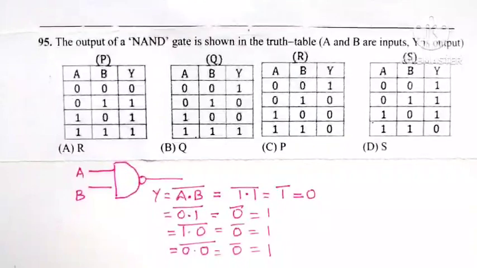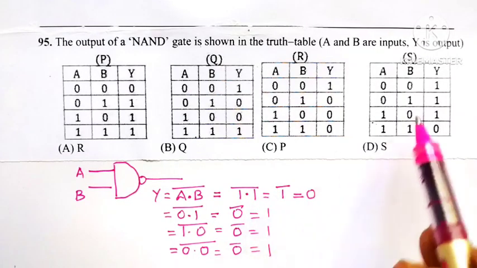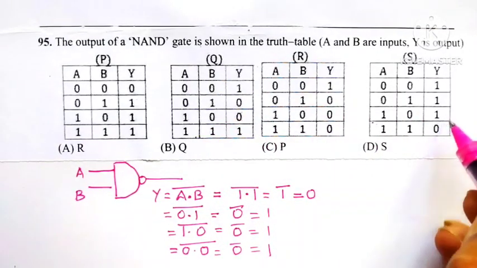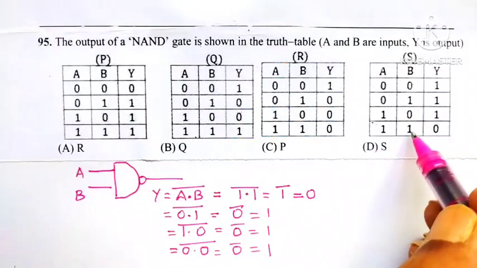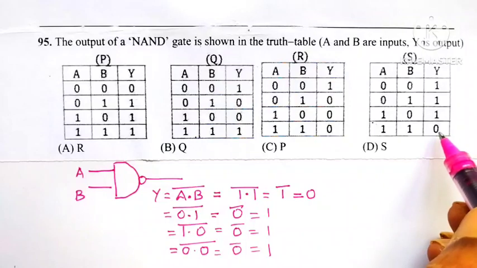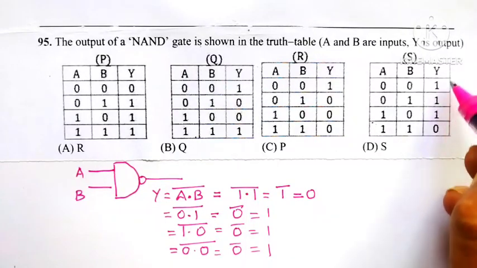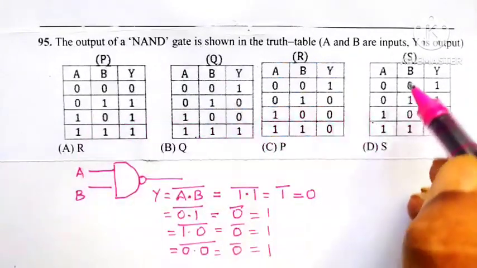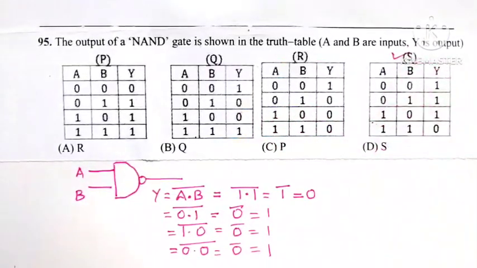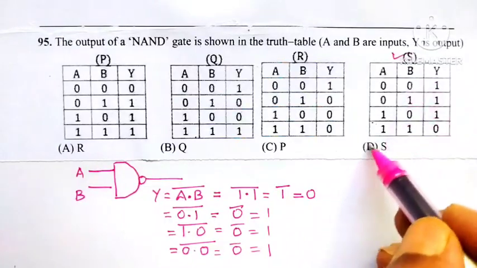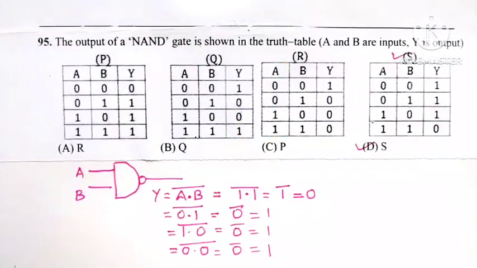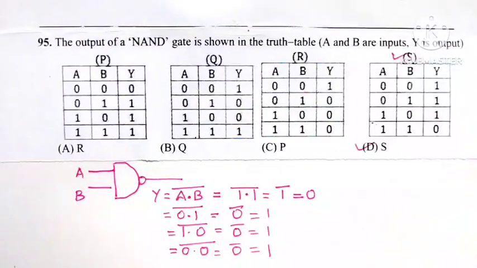So remember, a NAND gate is that logic gate whose output is 0 only when all of its inputs are 1. So out of these four options, see here, this fourth table: when both the inputs are 1 and 1, then the output is 0, and for the remaining cases the output is 1. So out of the four tables, this table S will represent the truth table for the NAND gate. Which option is correct? Option D, that is table S, will give us the correct truth table for the NAND gate.